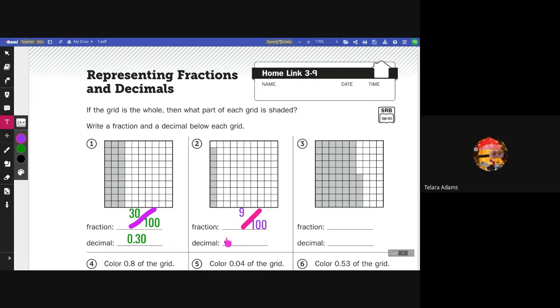As a decimal, do I have any whole parts? Do I have any whole grids shaded in? No. Because I don't, I have 0 as my whole number, 0 and 0 decimal point. How can I write 9 hundredths? Is this right? 0.9?